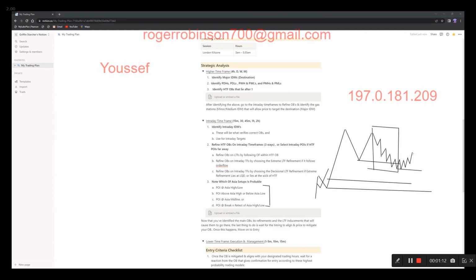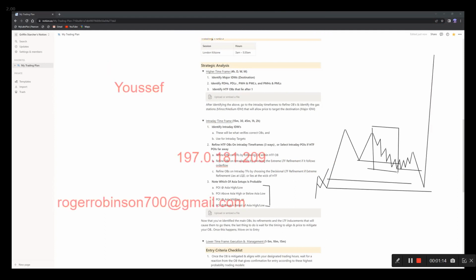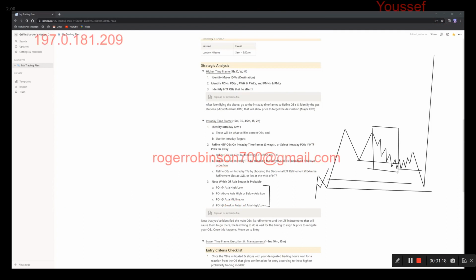Where's the inducement? It's Asia low. We then expect this takeoff, right? Boom, high quality, high probability trade setup. That's what you do on the intraday timeframes. Pretty straightforward. And this is the routine approach you always want to do, how you approach every single breakdown.